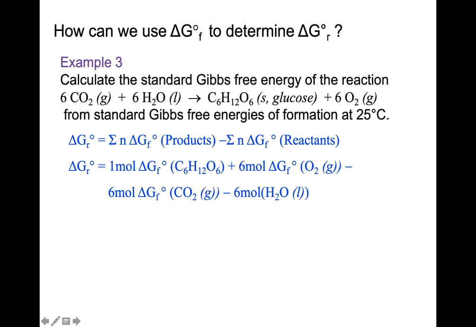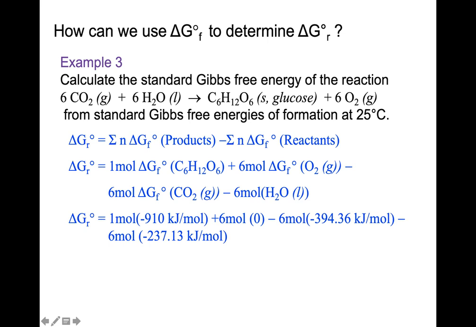So I need to look these up in the table. Those paper tables I gave you guys will be really handy for this. For the glucose, it's negative 910 kilojoules per mole. For oxygen, it's 0 because O2 gas is an element in its standard state. For the carbon dioxide, it's negative 394.36. And for the liquid water, it's negative 237.13 kilojoules per mole.